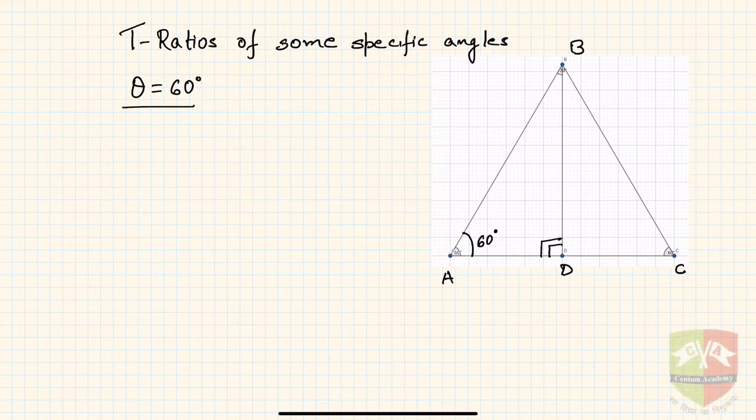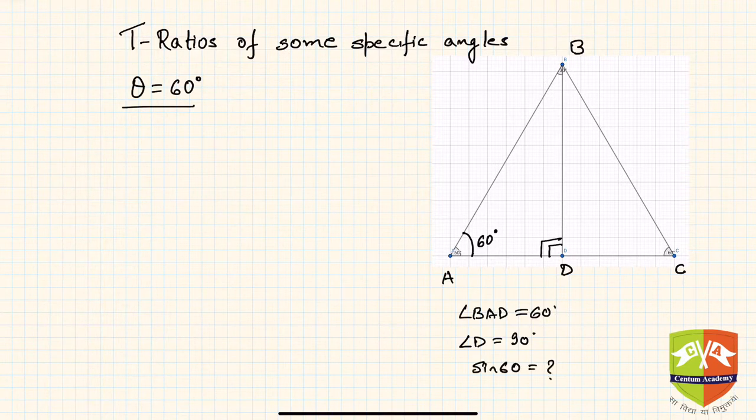Now in a triangle ABD, it's given that angle A is 60 degrees. It's mentioned angle BAD is 60 degrees and angle D is 90 degrees, right? So now we have to find out the values of different T-ratios. We have to find out what is sine 60, what is cos 60 degrees and so on and so forth. Okay, now let us see how to find this out.